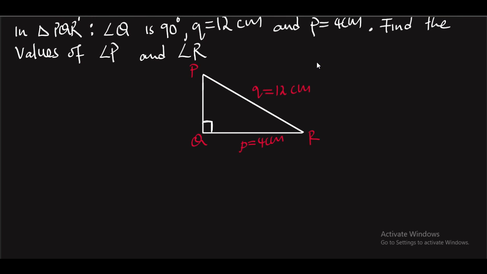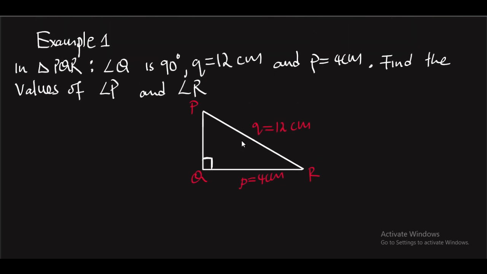You will notice that we have a capital letter Q and a small letter q. A capital letter Q represents an angle, while a small letter q represents a side. Similarly with P, capital letter P represents an angle, while the small letter represents a side. If we were to write another side, it will be small letter r, this side. They want us to find the values of angle P and angle R.